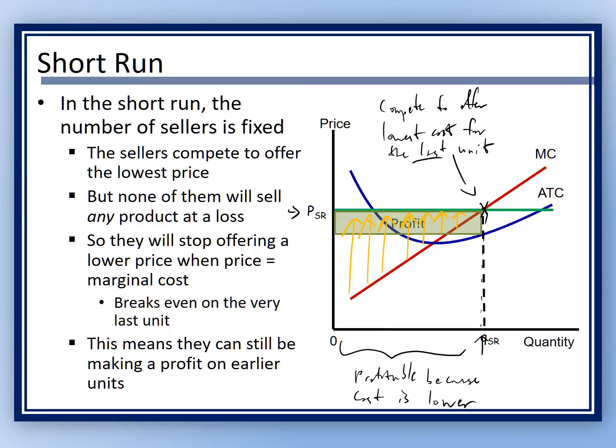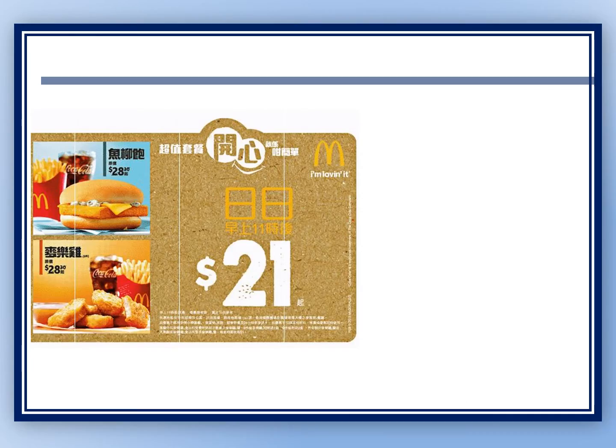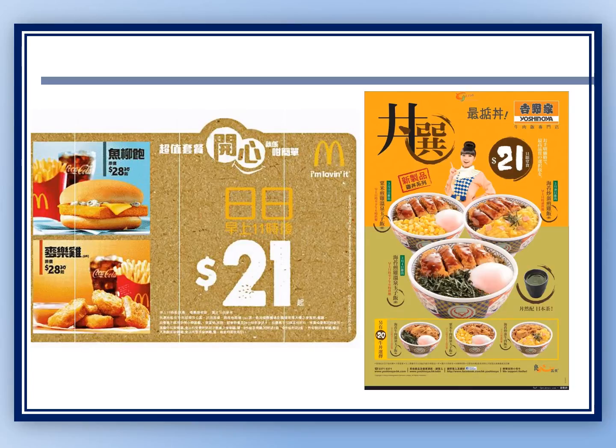Under competition, what would you see? Now, under competition, you would see something like McDonald's. This is from a few years ago because I can't find an updated version that works well. McDonald's sells their discount meals for now at like $24, but a few years ago it was $21. And at the same time, Yoshinoya was also selling their meals at $21. Now, it certainly was no coincidence that the two sellers decided to set their price at $21 at the same period of time. This is competition.